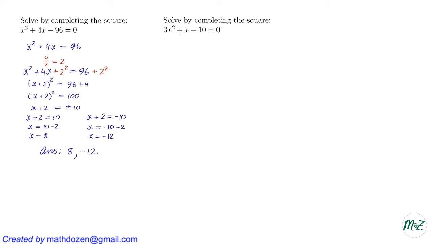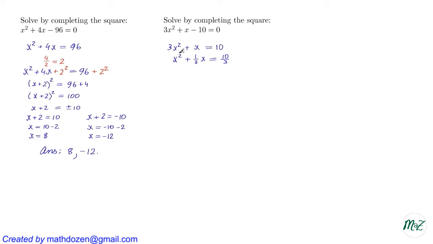Then, for the other equation, we have 3x squared plus x minus 10 equals 0. So we'll start by moving the number over. So this is 3x squared plus x equals positive 10. Then divide by 3, so this is x squared plus 1/3 x equals 10/3.